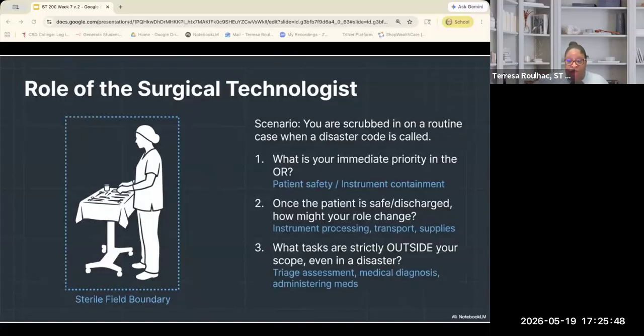Remember week 3. Accountability doesn't disappear during a crisis. If anything, documentation and adherence to scope become even more critical.